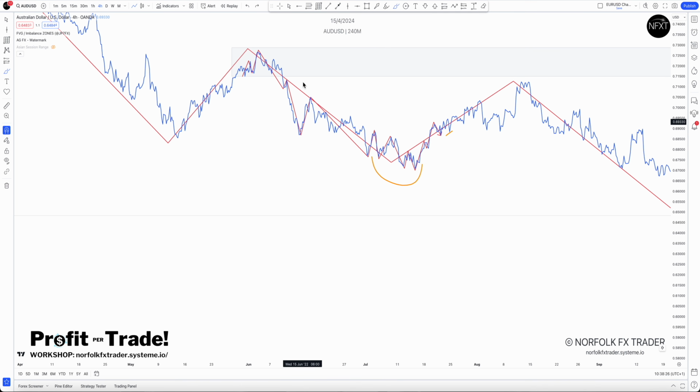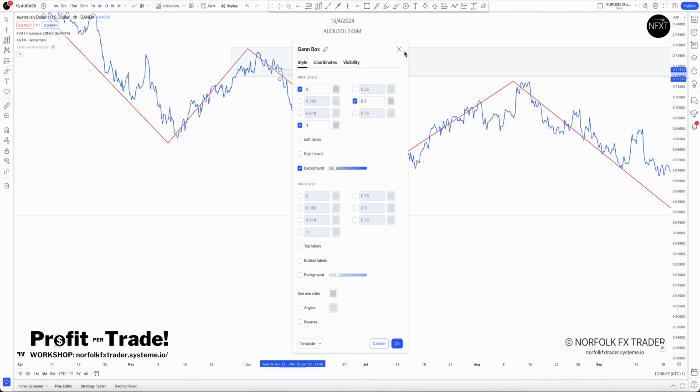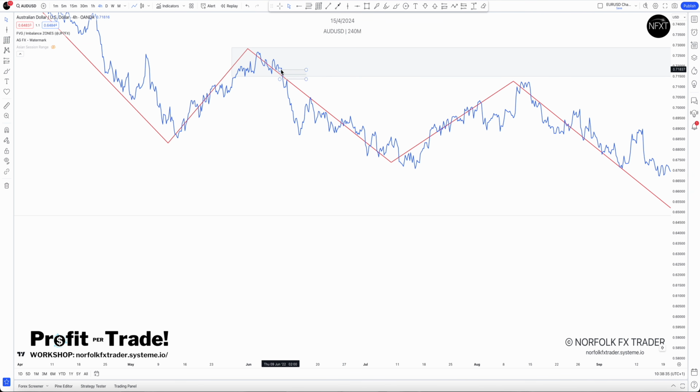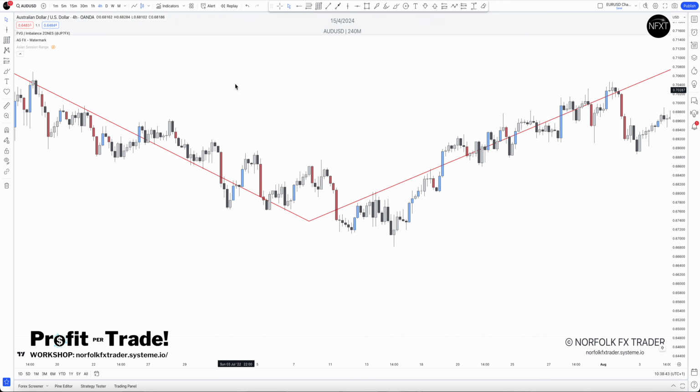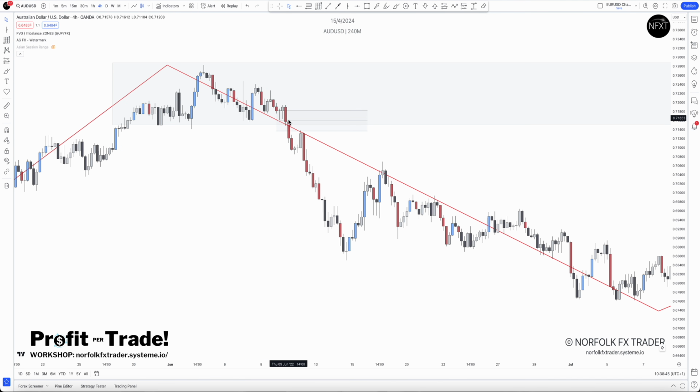Let me just take all these markings off. So there's going to be an area of imbalance here. How do I know this? Because look at the move down on the line chart. It's quite a strong bearish drop. If we just go back to price and I will zoom in, we should see a red candle, and then we have a series of red candles there. So that is showing me the imbalance within those candles.